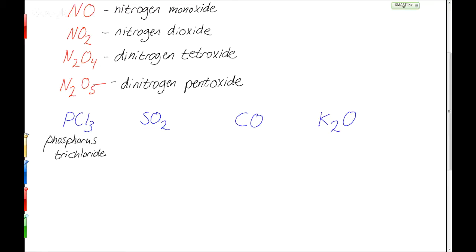Okay, what about SO2? Good. CO? Carbon monoxide. What about K2O? Potassium oxide. Yeah.